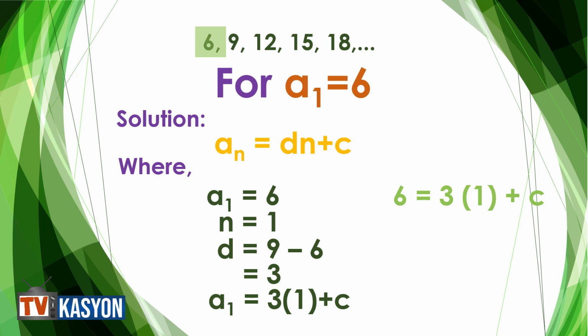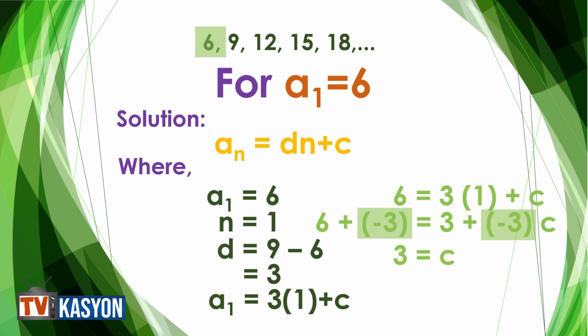Now, I can substitute the value of a sub n and solve for the value of the constant using the addition property of equality. Add negative 3 to both sides of the equation, and doing so, I got 3 as the value of the constant.